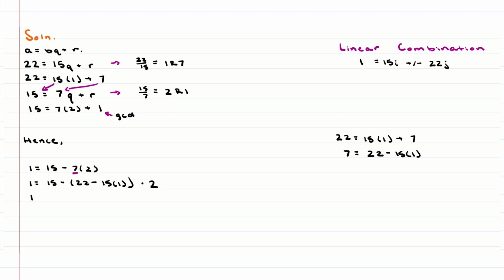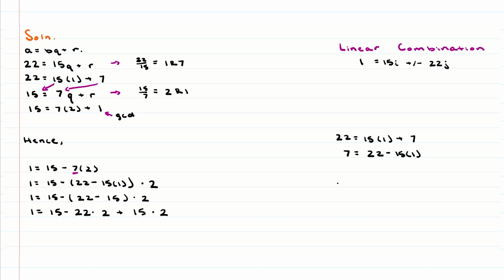15 times 1 is just 15, so I'm going to simplify this a bit. And then I'll distribute the 2. So we're really close here. We see that we have 22 times some number, which at this point is 2.